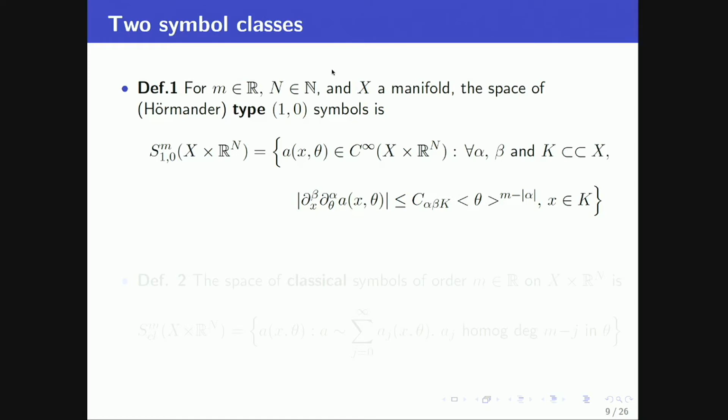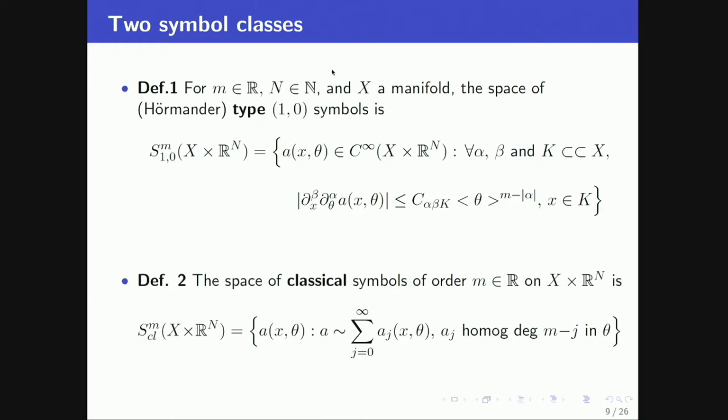Okay, the second definition, the second space of symbols, are the so-called classical symbols of order m. So again, m can be any real number. And the classical symbols are those functions a of x, theta, which are symbols of this type, but they're even better. They have these asymptotic expansions that Shu-Wen described yesterday. So a has an asymptotic expansion, a_0 plus a_1 plus a_2, and so on. I won't write down again what asymptotic expansion means.